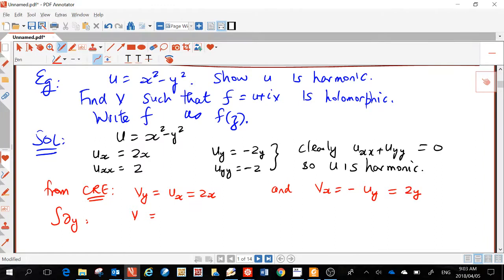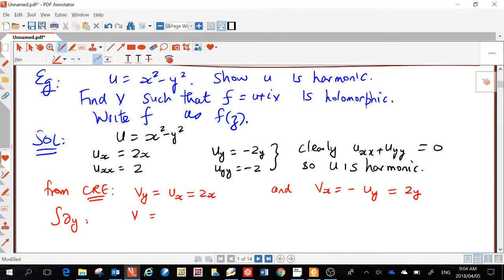You know what I'm doing? This 2x is in here. vy is ux, but ux we know is 2x. We know what u is. Our task is to find v. So we have made a connection between v and u. vy is ux. The connection comes from the Cauchy-Riemann equations.